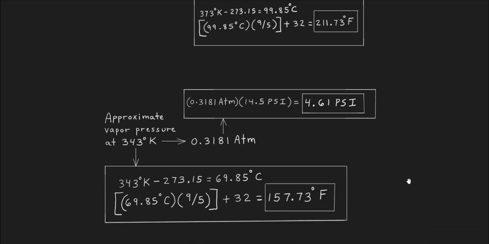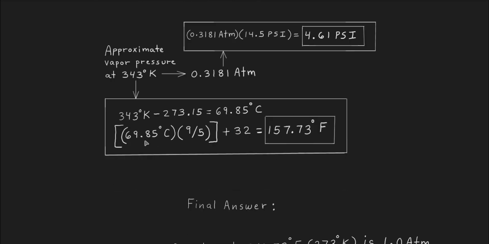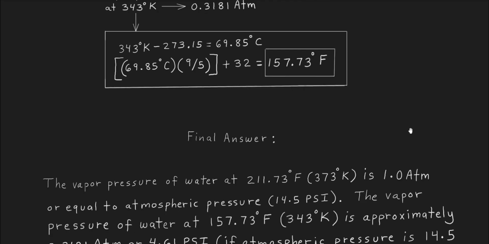And then 0.3181 atmospheres times the atmospheric pressure. The 343 degrees Kelvin of water is exerting a vapor pressure of 4.61 pounds per square inch, and 343 converts to 157.73 degrees Fahrenheit.